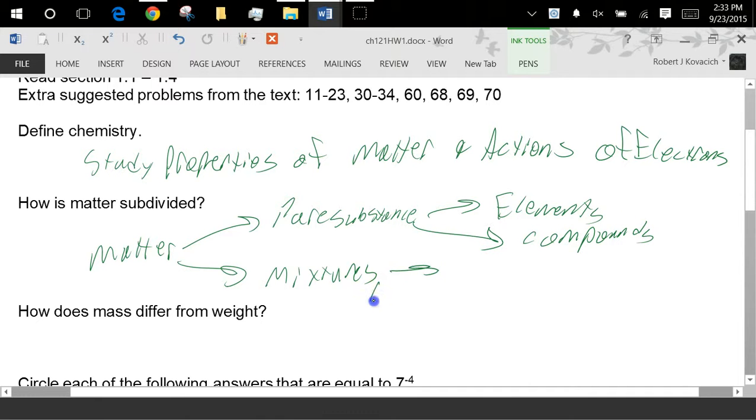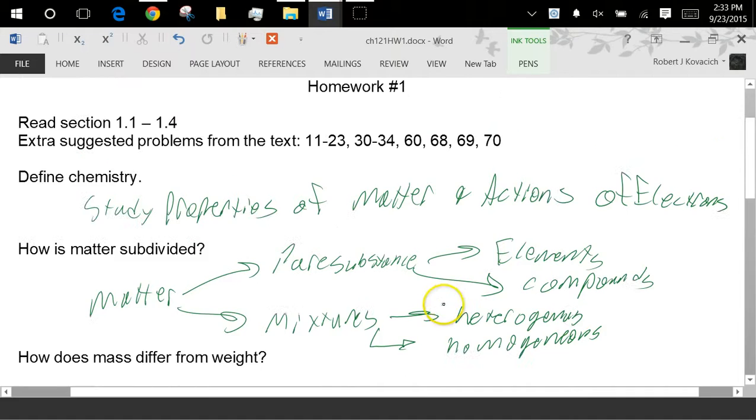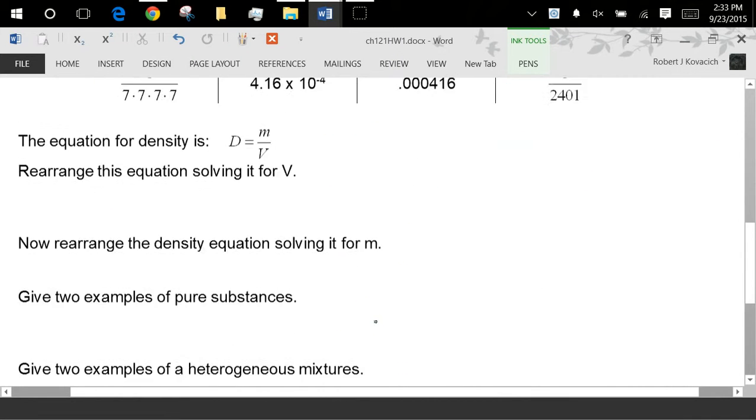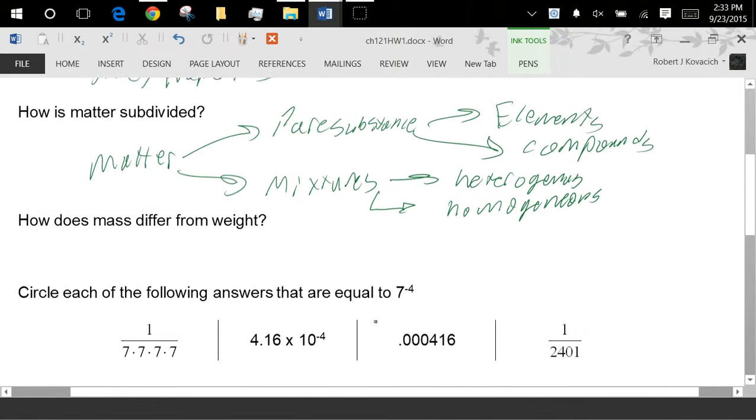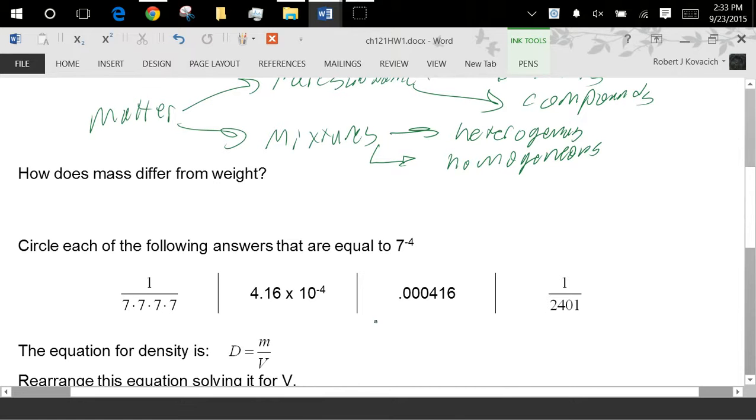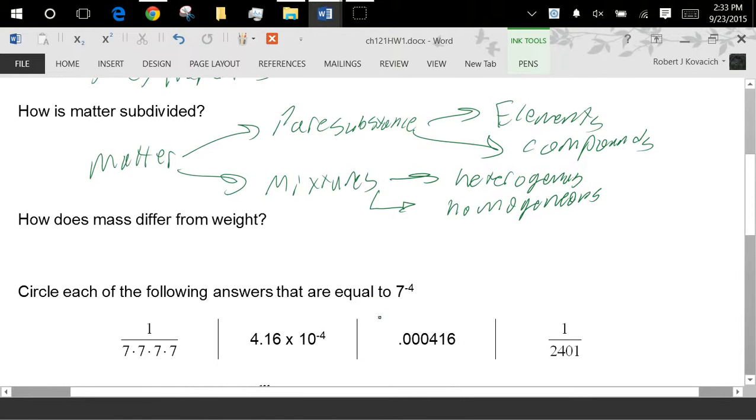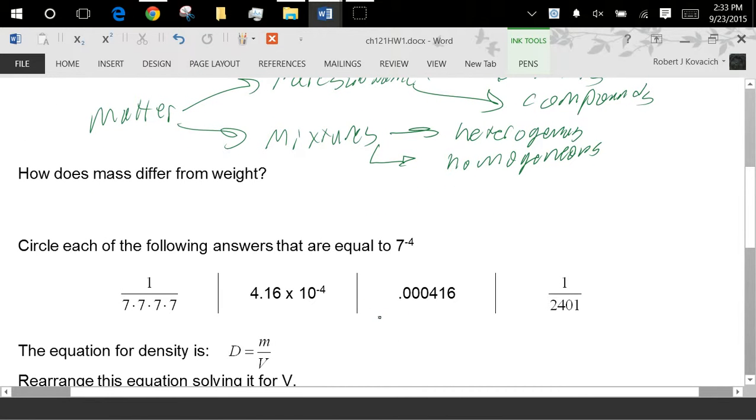And then the mixtures, what are the types there? There's something else on here about that? Okay. Heterogeneous and homogeneous? About elements and compounds? Pure substances? Yeah. And the difference between mass and weight?